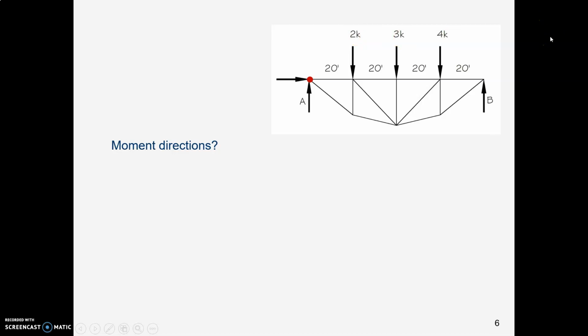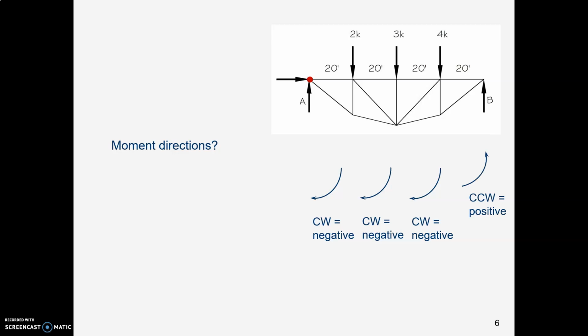Okay, moment directions. So we've got 2,000 pounds going clockwise, so that's a negative moment. 3,000 pounds going clockwise, so that's a negative moment. 4,000 pounds going clockwise, so that's a negative moment. And the reaction at B turning counterclockwise, so that's a positive moment.